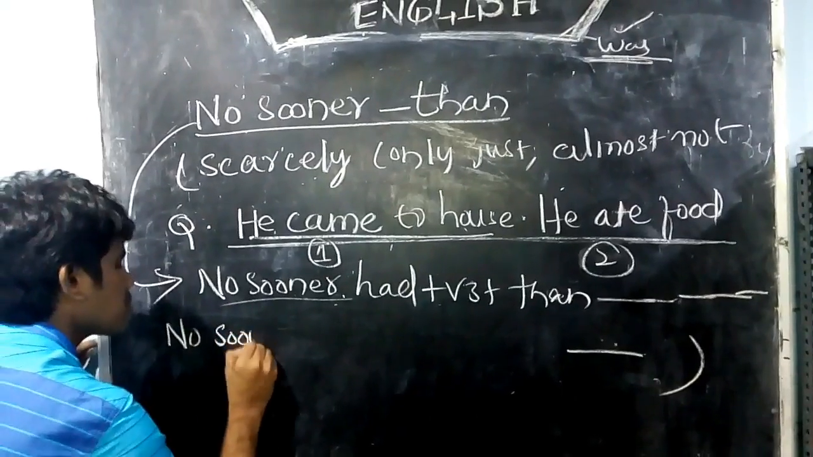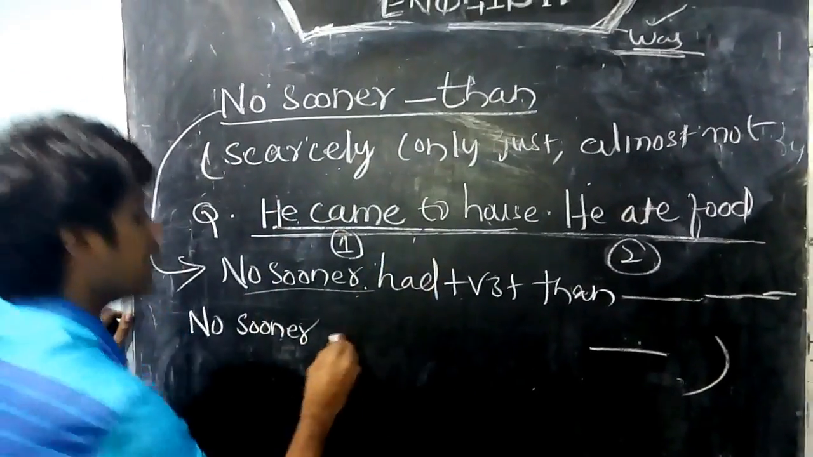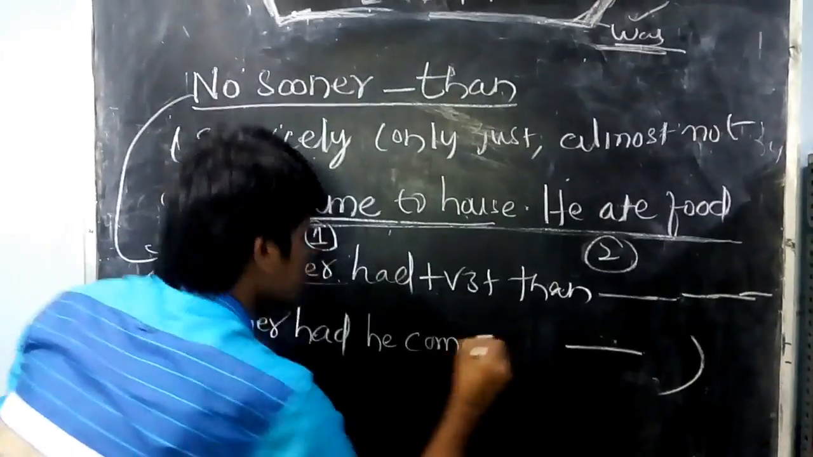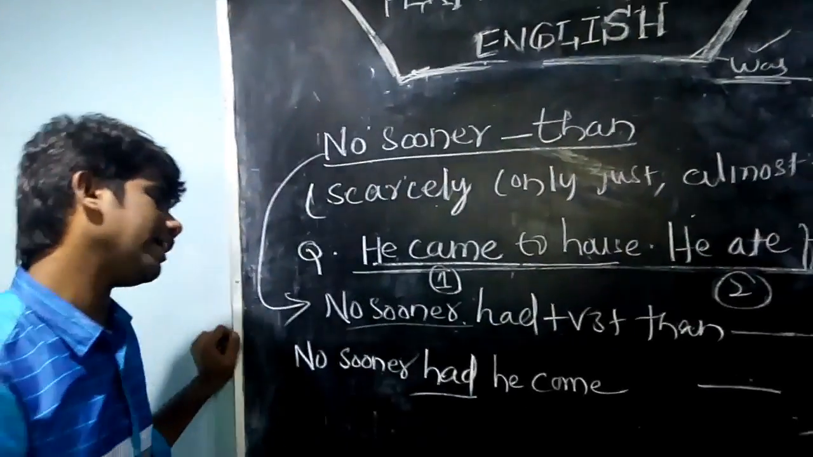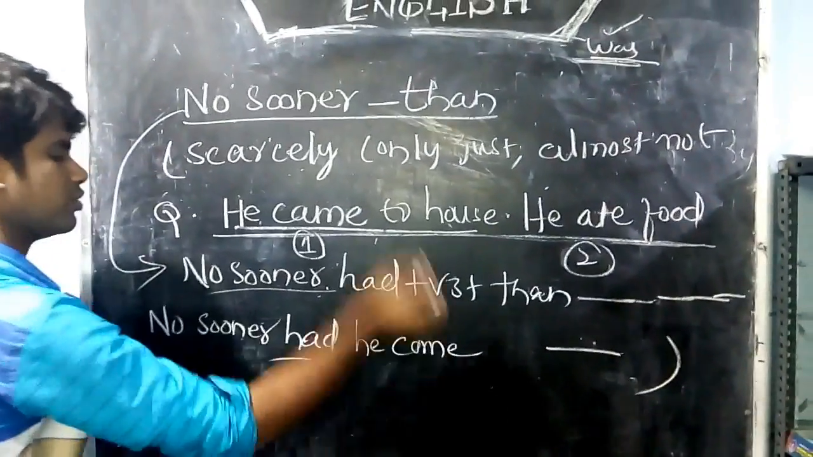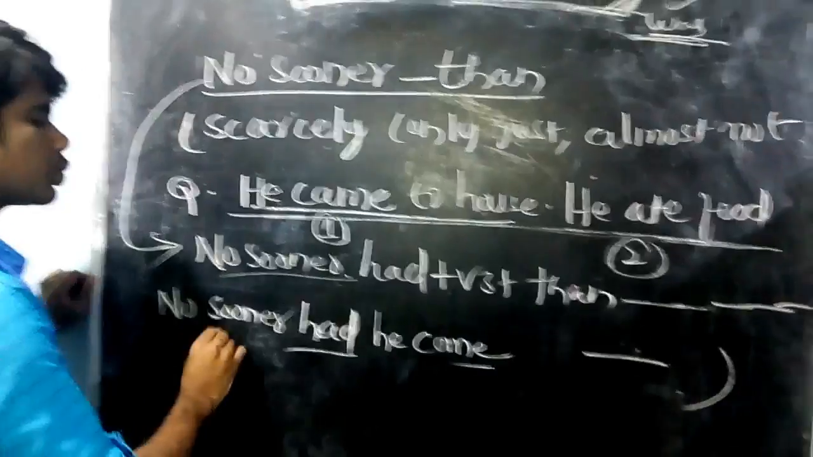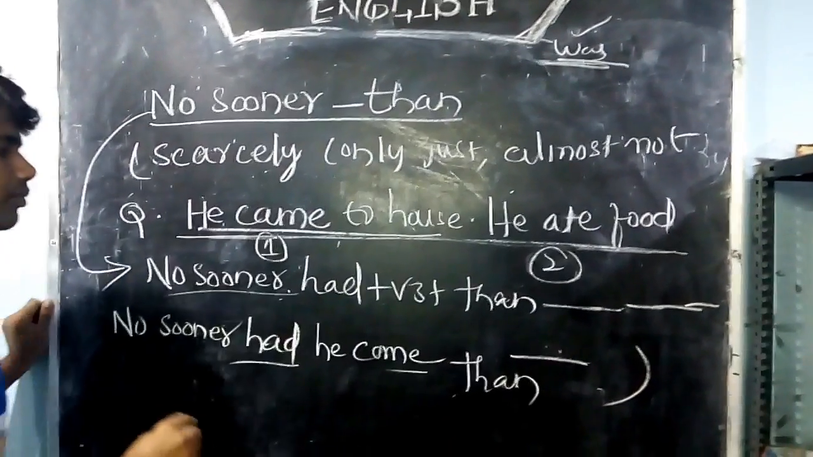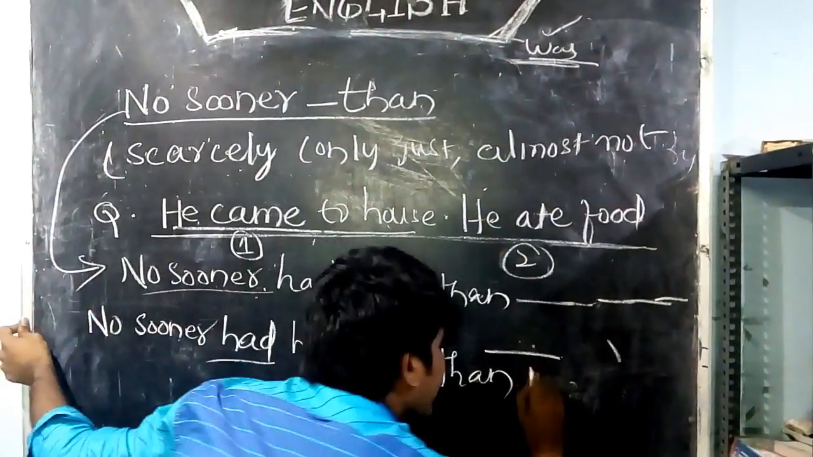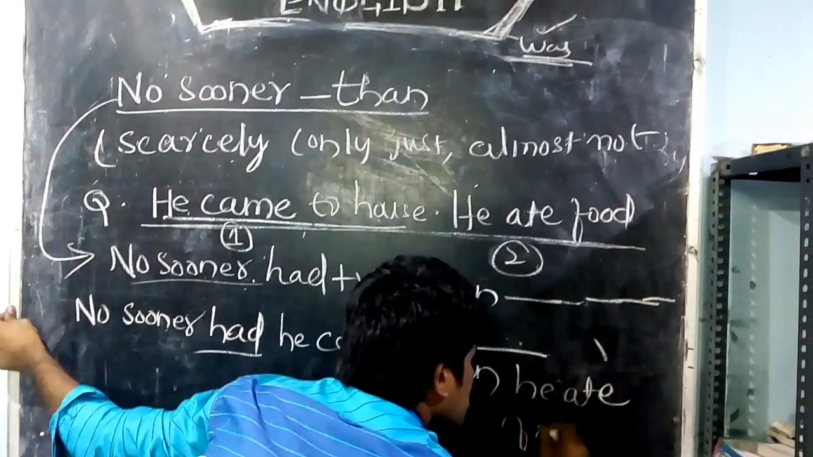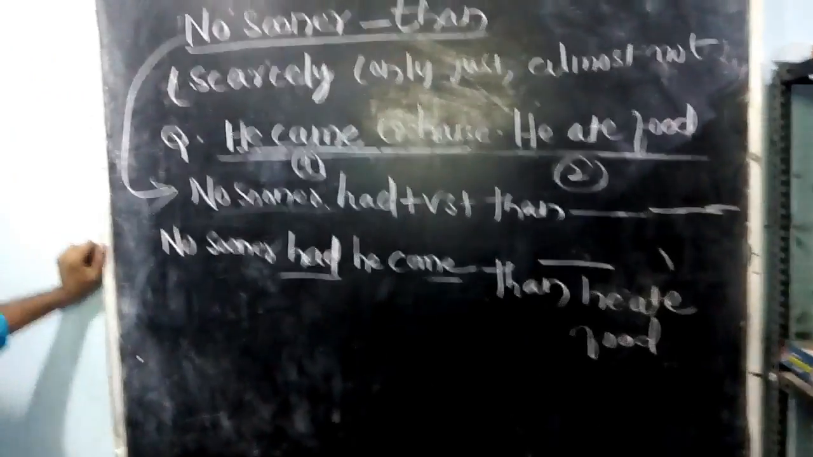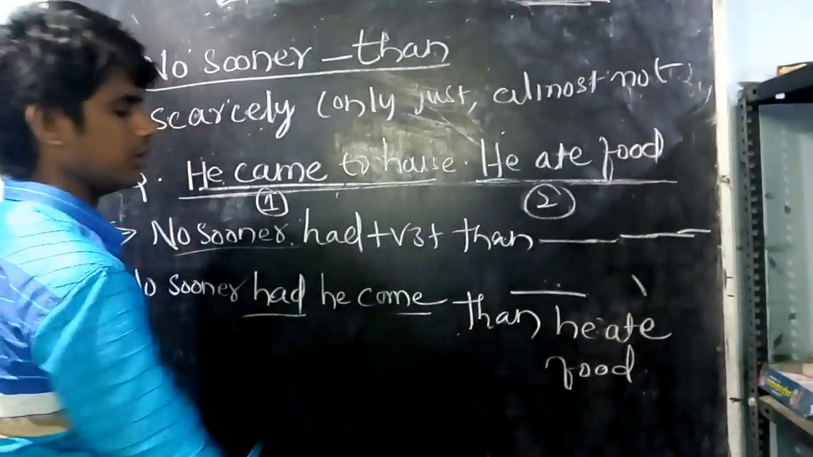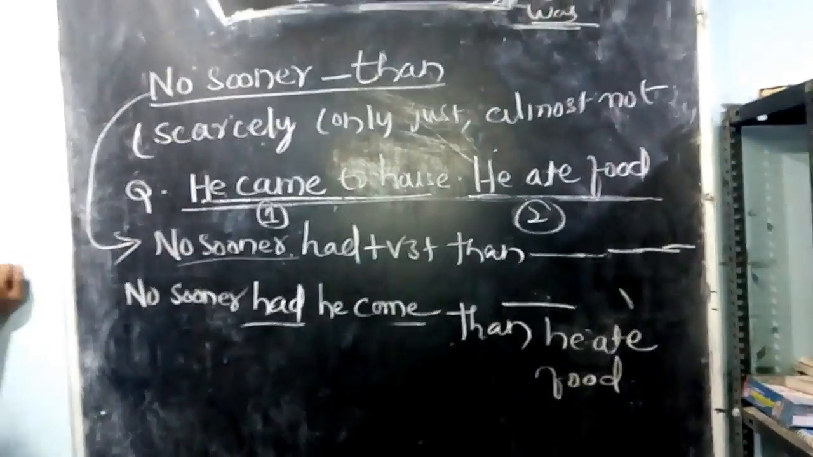No sooner had he come. So when there is a have form, it means had here, verb 3, so came is changed to verb 1 form, come. So no sooner had he come than he ate food. Remaining as it is. Just change this capital to small. No sooner had he come than he ate food.